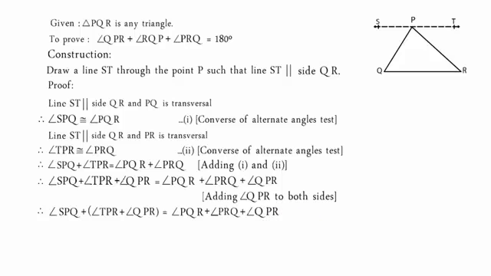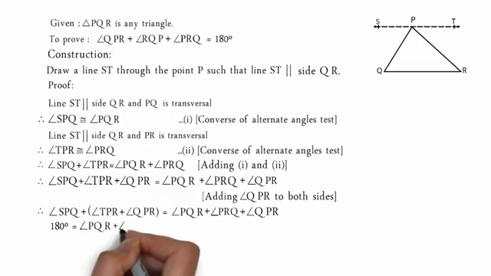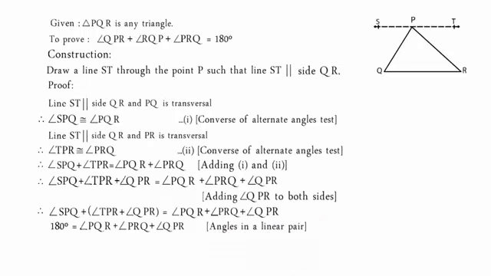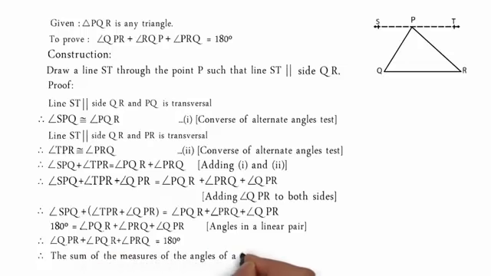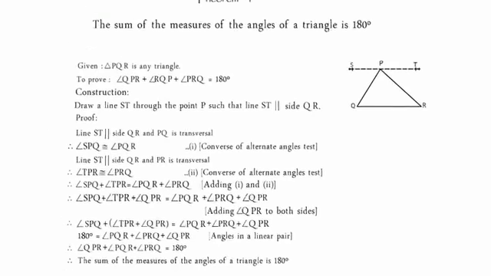As we know, angle SPQ, TPR and QPR are linear pair of angles. Thus, by the sum of angles in a linear pair is 180 degrees, 180 degrees is equal to angle PQR plus angle PRQ plus angle QPR. Therefore, angle QPR plus angle PQR plus angle PRQ is equal to 180 degrees. The sum of the measures of the angles of a triangle is 180 degrees.